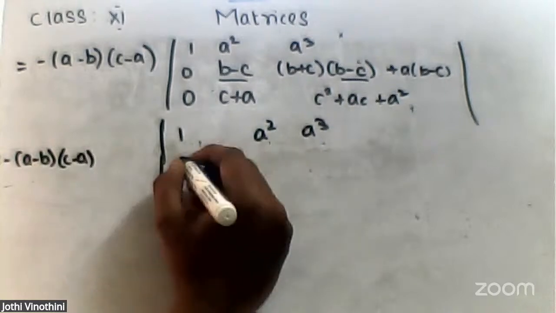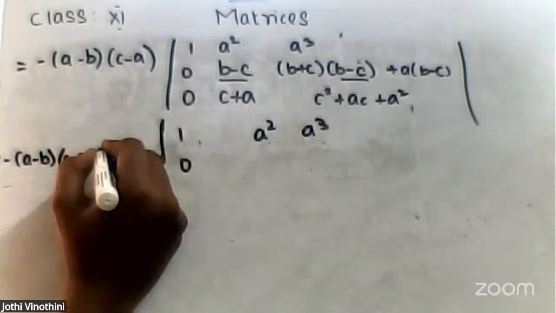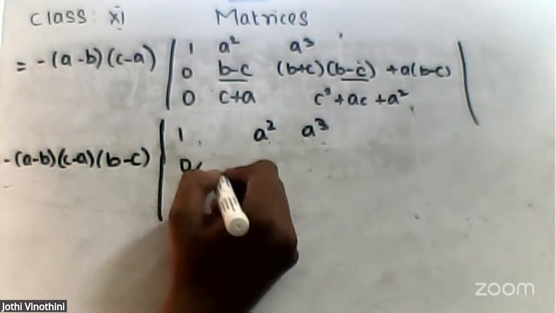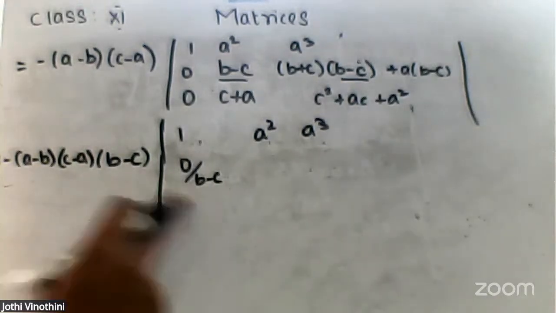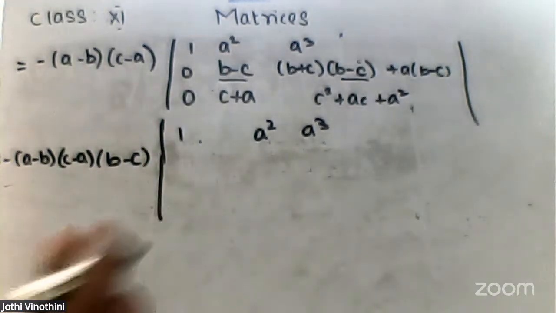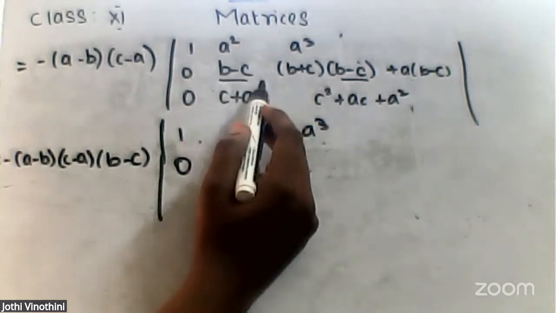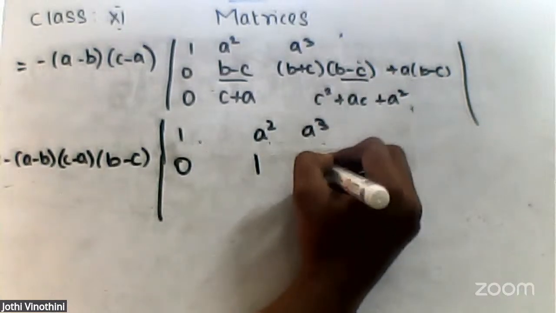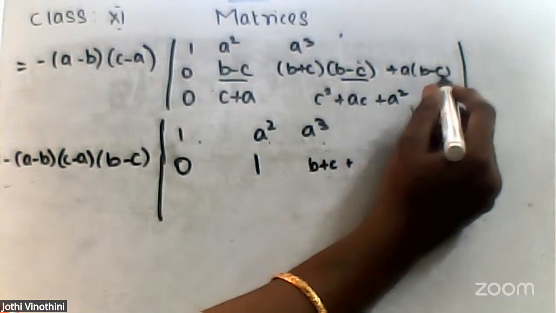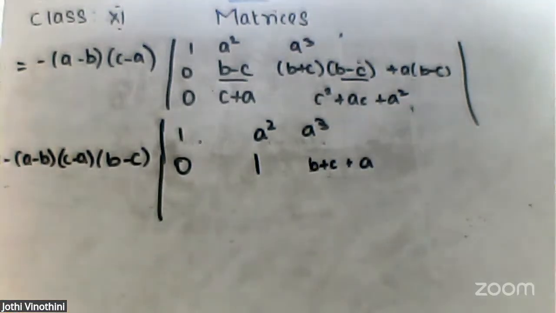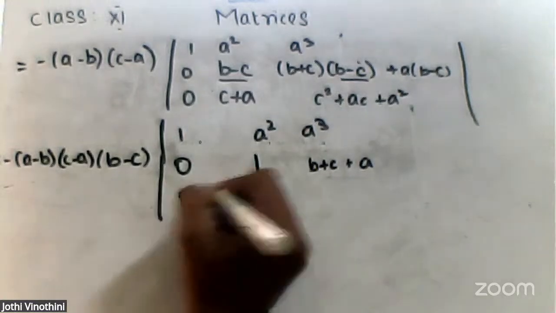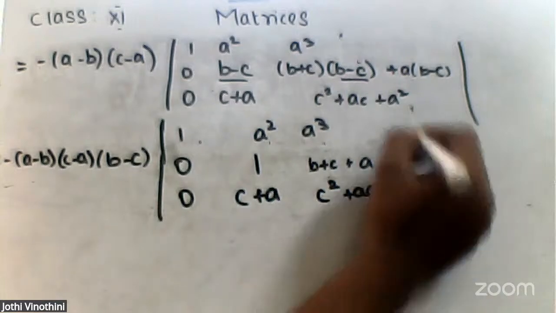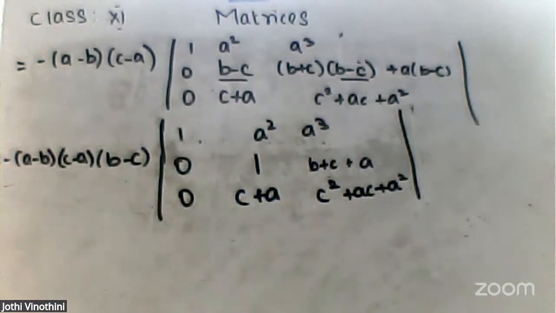R1 remains the same. In R2 we are going to take B minus C as common. So similarly 0 divided by B minus C will become 0, since 0 divided by something is again 0. We take B minus C as common, so it will become 1. Here we take B minus C, so it will become B plus C, plus we take B minus C as common, so it will remain A. Clear? Clear. And R3 remains the same. Okay? Okay. Clear.